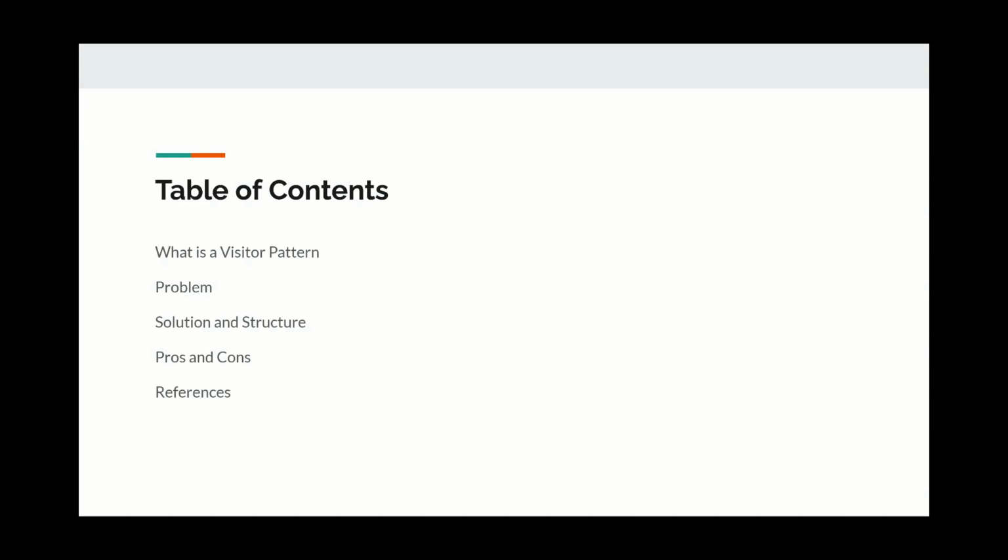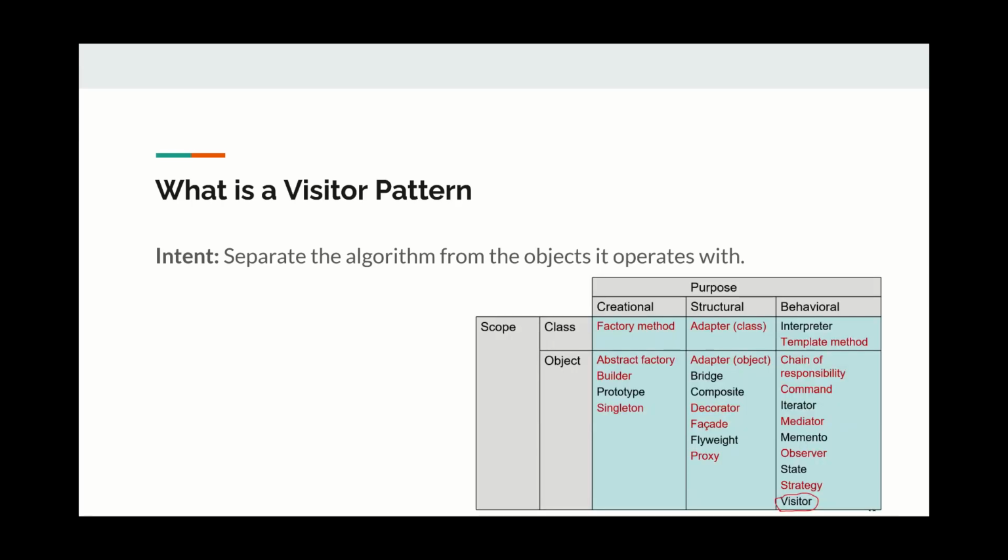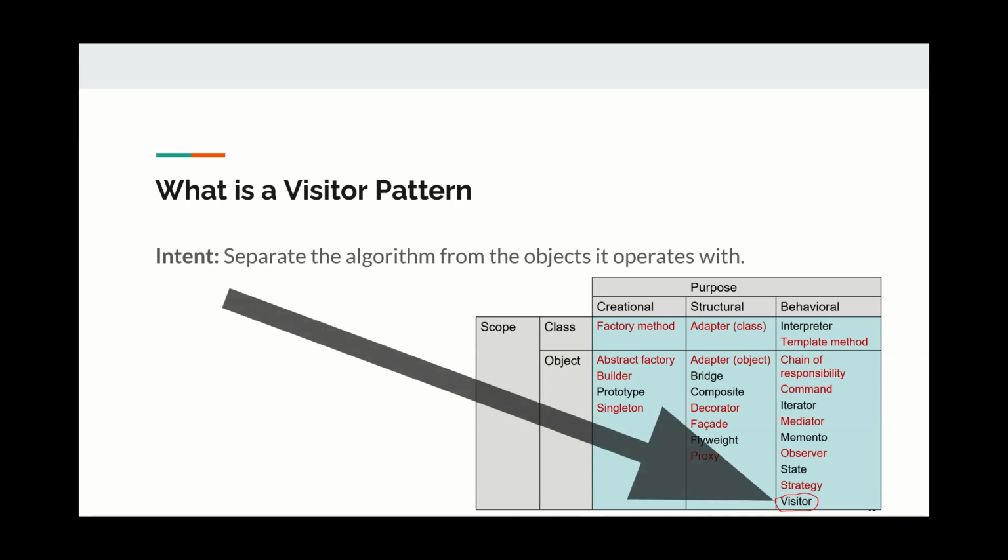So these are the items that we're going to go over. The purpose of the visitor pattern: it falls into the category of behavioral patterns, which look to separate the algorithm from the objects it operates with. The visitor pattern falls into the category of, as you can see here, object specific. The scope of it is more object class patterns, where it focuses on objects.